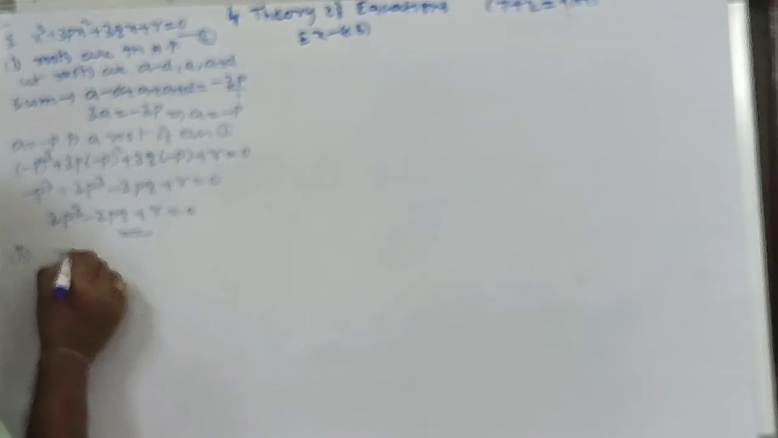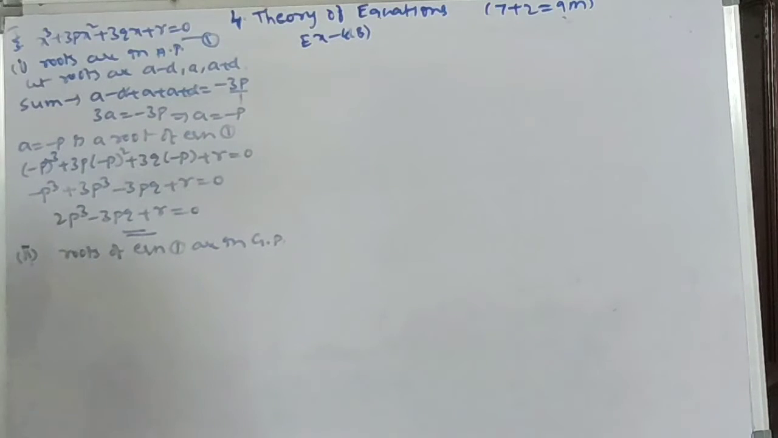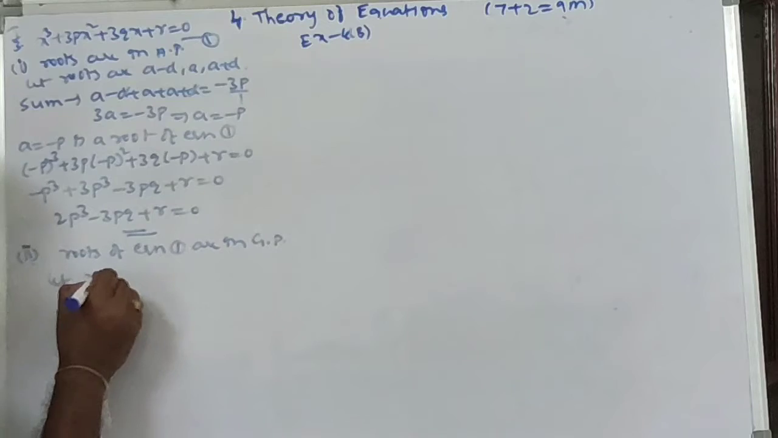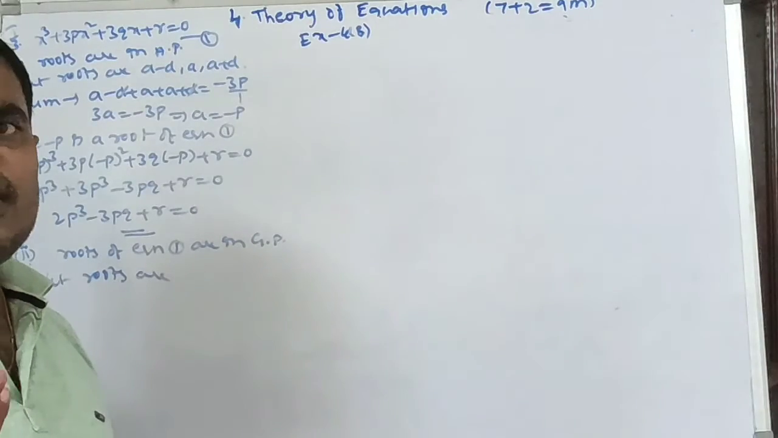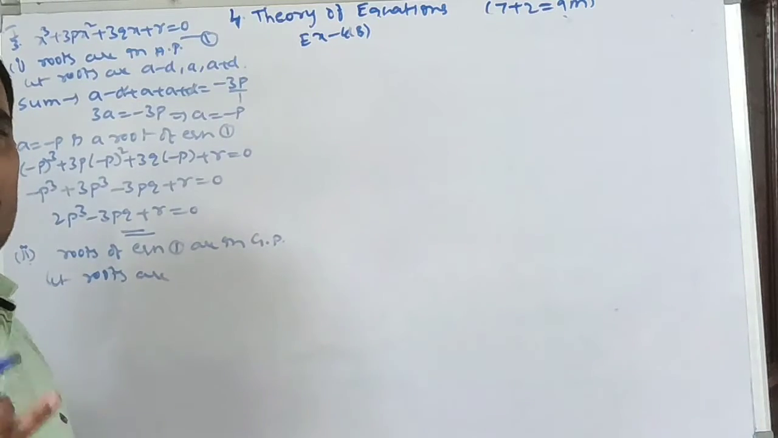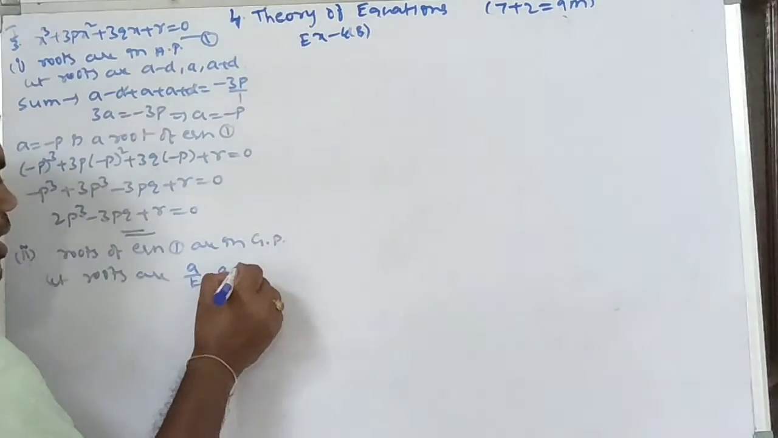Next, second, the roots of equation 1 are in GP. If we observe, this equation already has r, so other than r I want to take something else. Let the roots be, actually, if roots are in GP, what will we take? A by r, a, a r. Other than r, a by k, a, a k.